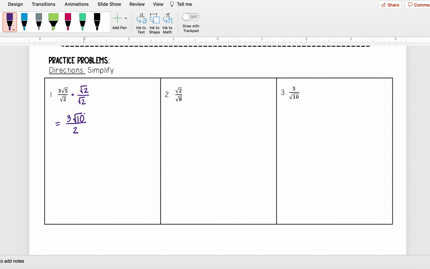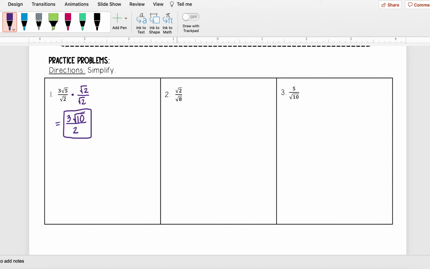Now I need to look at that and see if I can simplify that further, and I see that I can't. The square root of 10, there aren't any perfect squares in there, since if I break it up, it's just 2 and 5, and I can't simplify 3 over 2. And so this will be my answer.